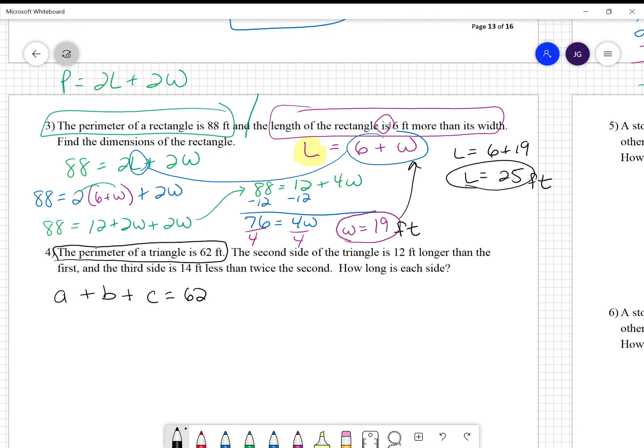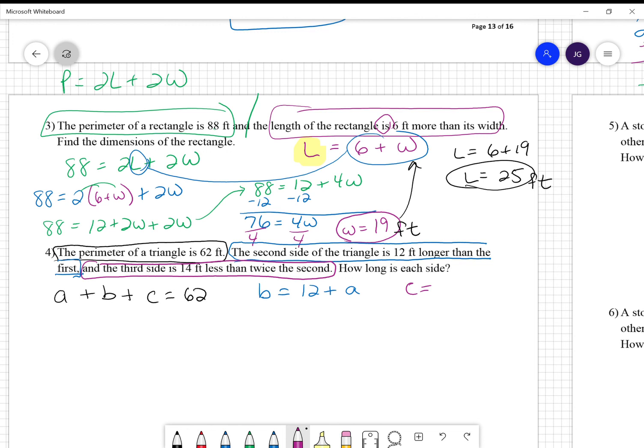I'm doing A for first, B for second, C for third. The second side is 12 feet longer than the first. So here's another sentence. The third side, C, is 14 less than twice the second. 14 less than means take away 14, twice the second.